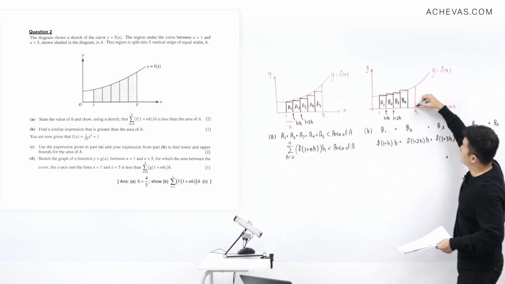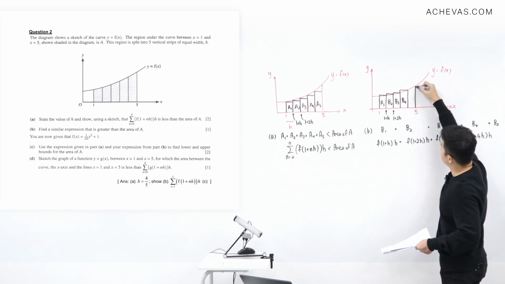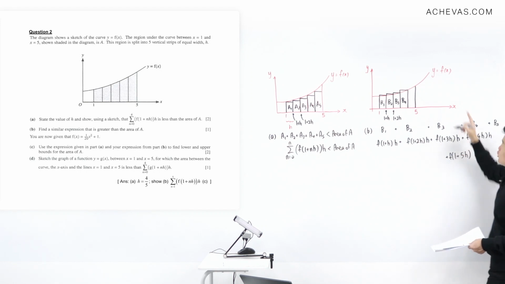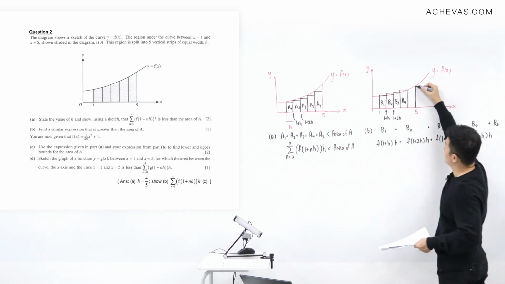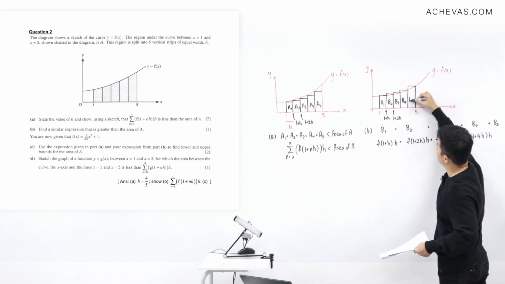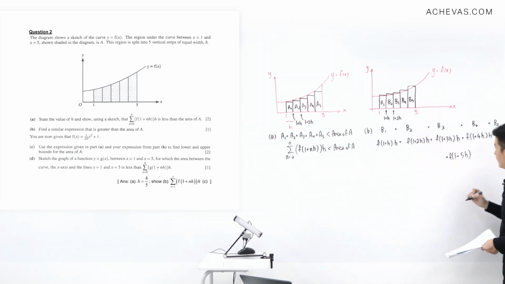And for this last rectangle, you will have a height that is this. The x coordinate of this point is going to be 1 plus 5h. And by subbing this into f, I'm going to get the y coordinates of this point. And if I draw just the same rectangle, this will give me B5, so this is going to be multiplied by h.